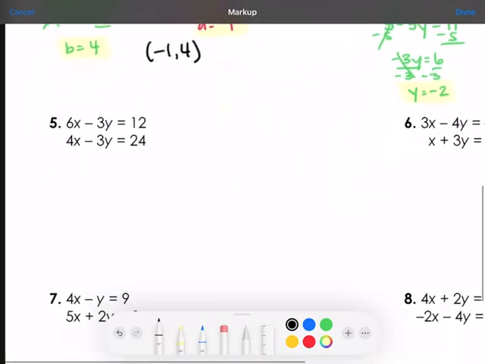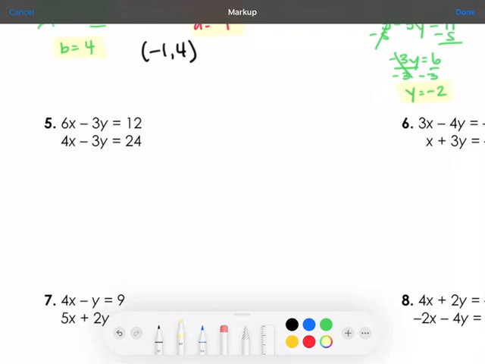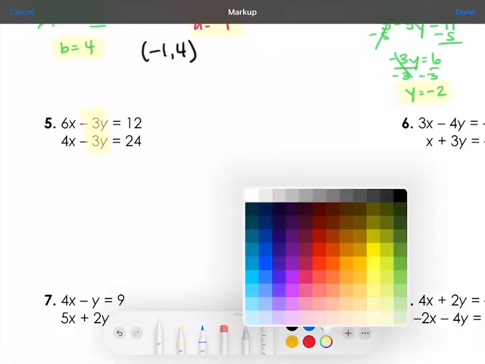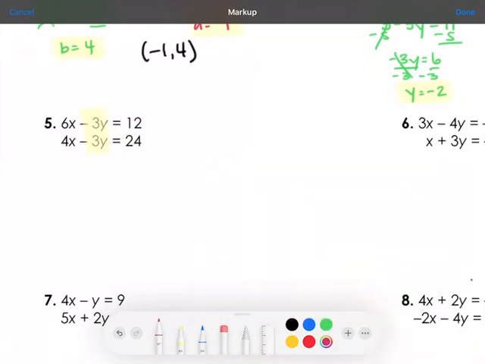All right, moving on to number 5. Trying to find a variable that can be eliminated. So I've got a 6x and a 4x and a -3y and a -3y. I'll go ahead and cancel out the 3y's, but they have the same sign, so I need to multiply one equation by -1. I'll work with the second equation.